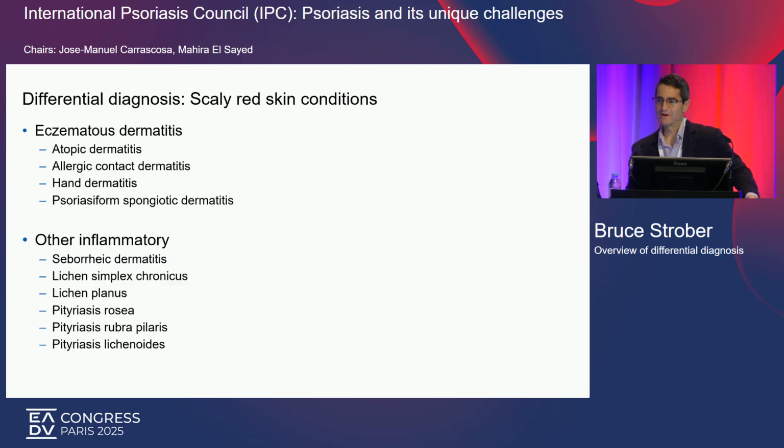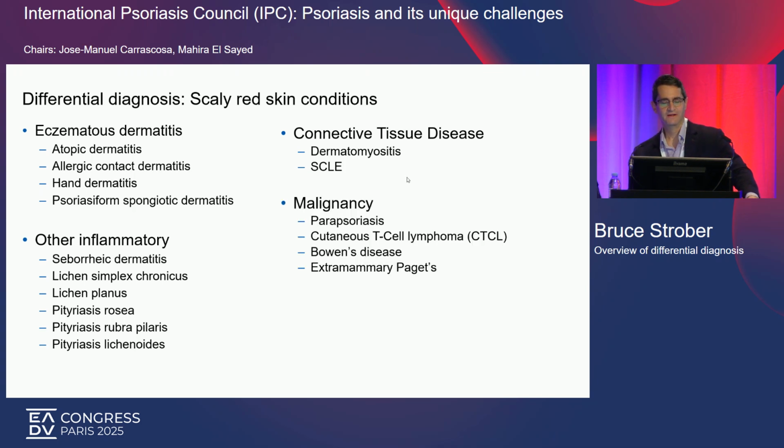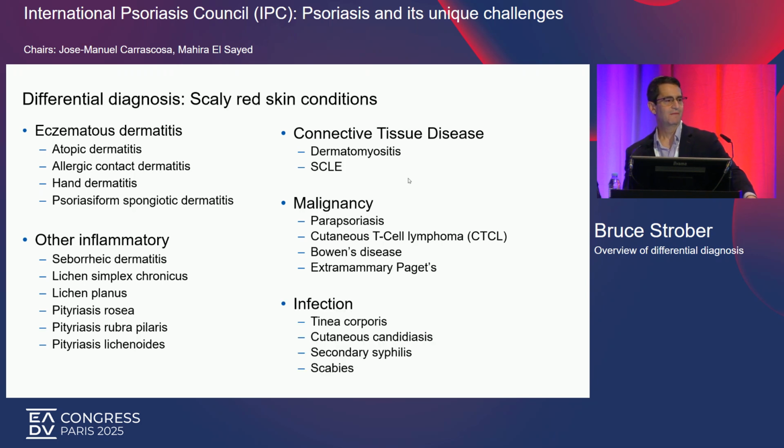The other inflammatory conditions, which are common, those are the ones you probably most commonly would see besides the eczematous dermatitis. Then you have rare conditions like connective tissue disease, malignancies, and finally infections. And with this list, and there's probably a few I missed, so don't get mad at me if I left off your favorite mimicker of psoriasis, you kind of got the gist of it.